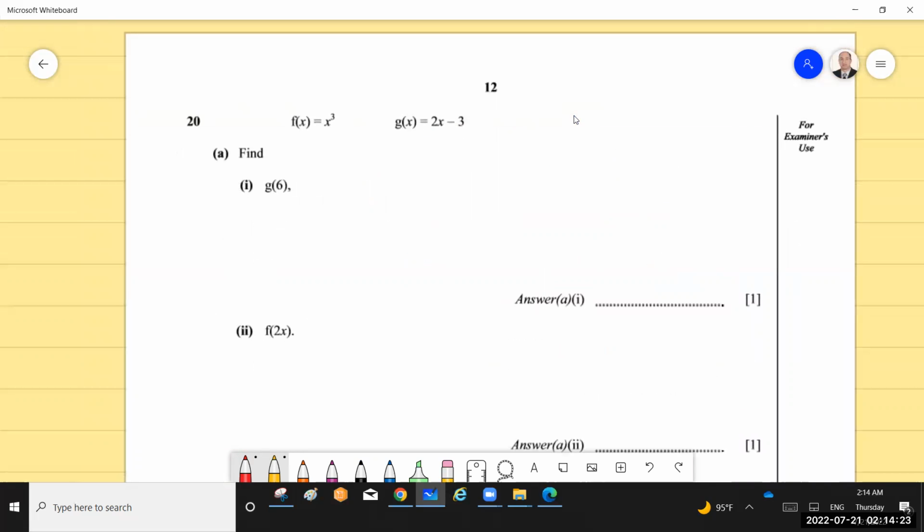Look at this question. f of x equals x cubed and g of x is 2x minus 3. Find g of 6. You substitute 2 times 6 minus 3. 12 minus 3 is equal to 9.